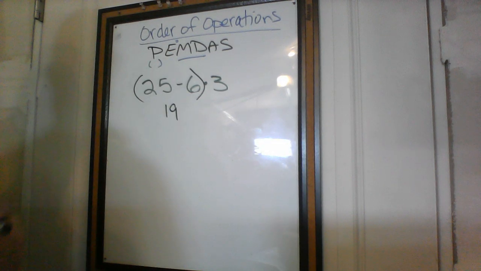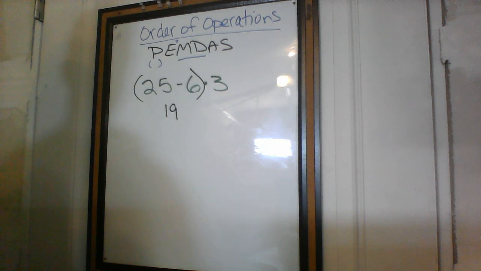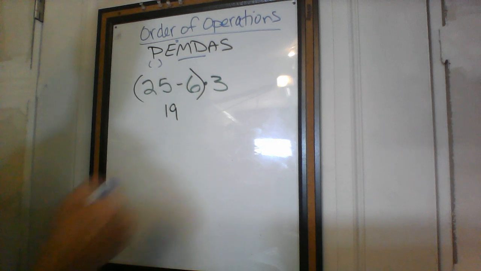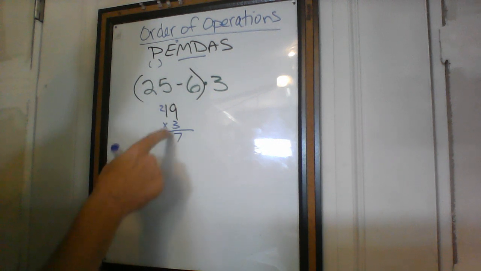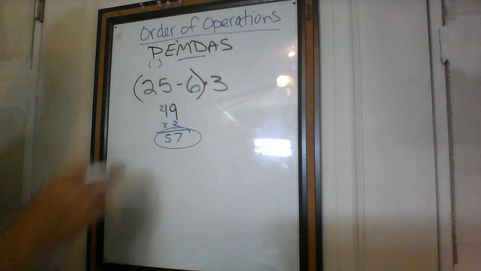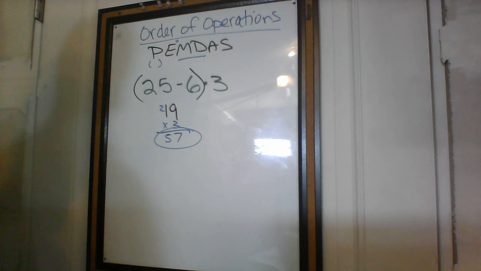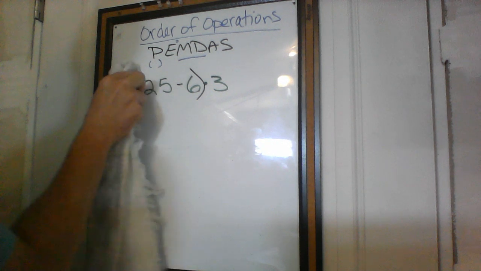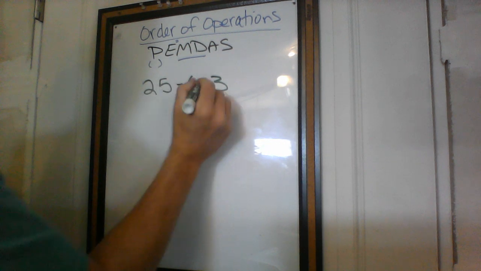Okay, we look, there's no more exponents. There's the multiplication. So we're going to do 19 times that 3 now. And there is 57. Okay, we went from not having parentheses and just doing this as it was and getting 7. We put parentheses in there, and we get 57. All right, so there's the value of parentheses, and make sure you do those first when they're there.